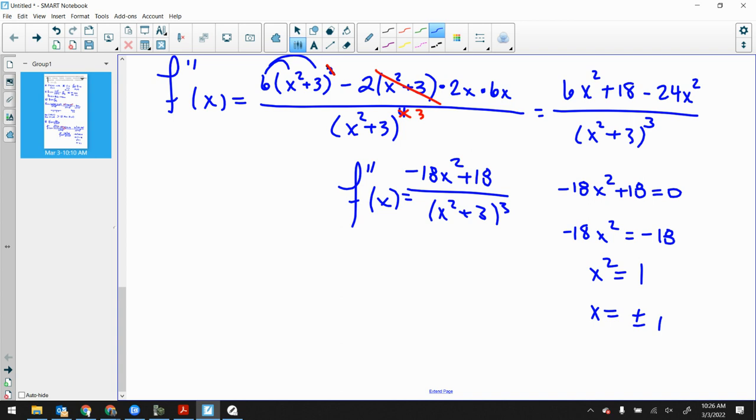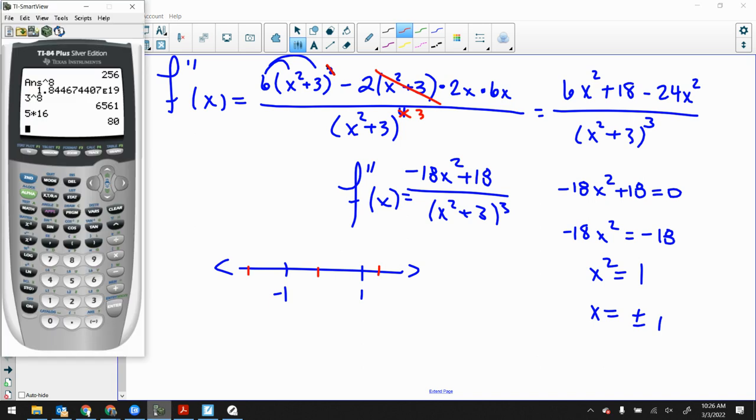Take a look at what's going to happen when I run my values. Negative 1, positive 1. When I pick some test values, if I pick negative 2 and run it through that, I'm going to have negative 18 times negative 2 squared plus 18, all divided by, well, look, negative 2 squared is going to be positive, right? Positive plus more positive raised to a third power is just going to stay positive.